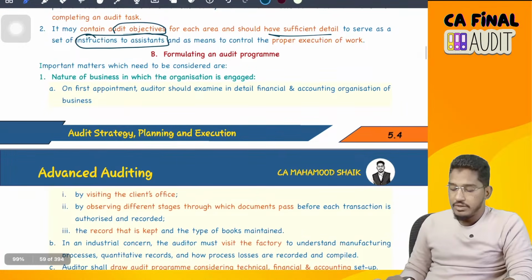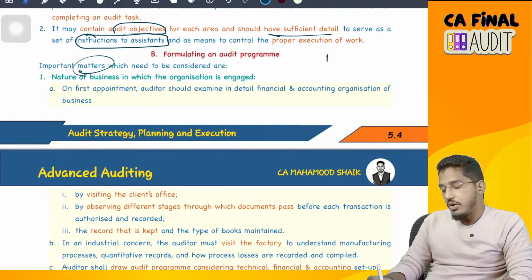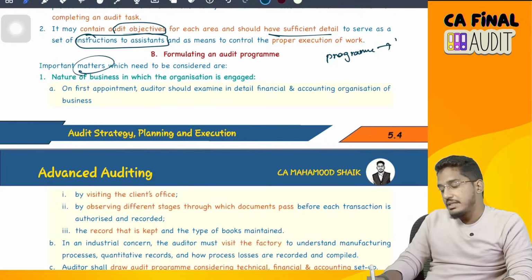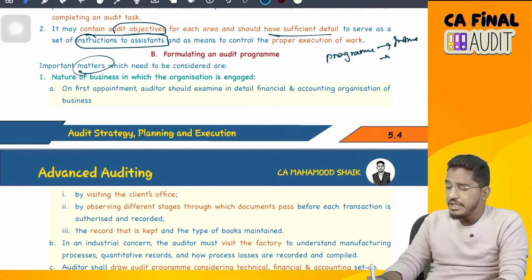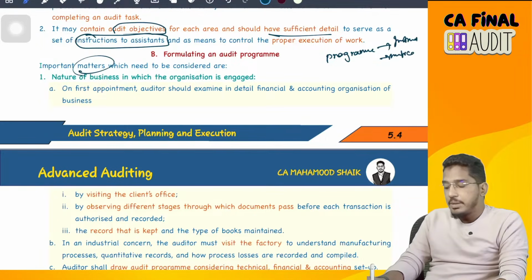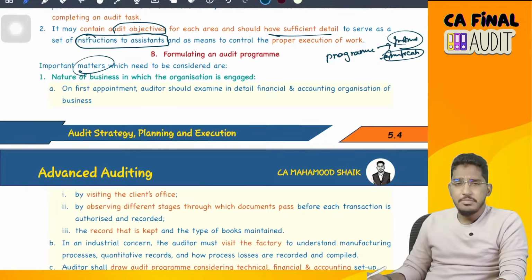Now, when you are formulating an audit program, what matters do you have to consider? If I am drafting an audit program, as I have told, I will include instructions and verification procedures. But how will you arrive at that conclusion? What instructions should your team member follow? What verification methods should your team follow? I will arrive at that conclusion by considering various matters.